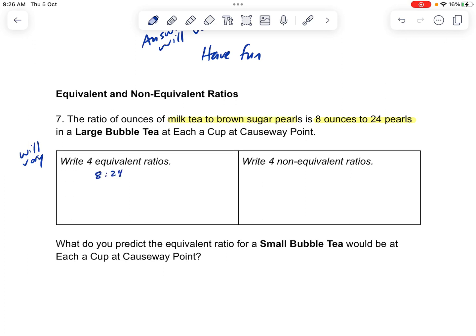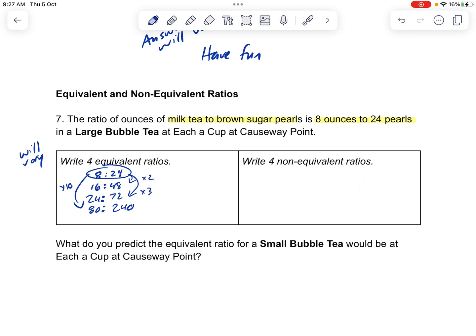And so if I wanted to do equivalent ratios, you could just take each of these numbers and multiply them by 2. That would give you 16 to 48. Actually, I'll take the original times 3, and that would give me 24 and 3 times 24, 72. I could just take this original problem and multiply it by 2s or 3s. 10s is an easy one. It could be 80 to 240. That would be another times 10 ratio.